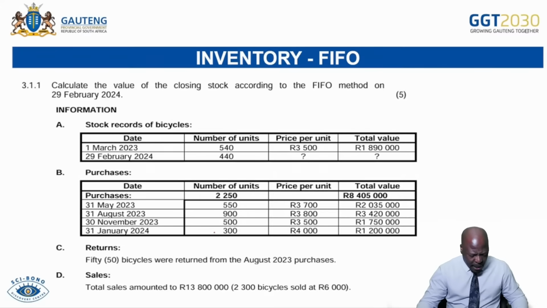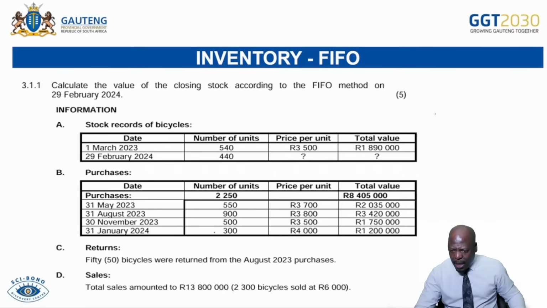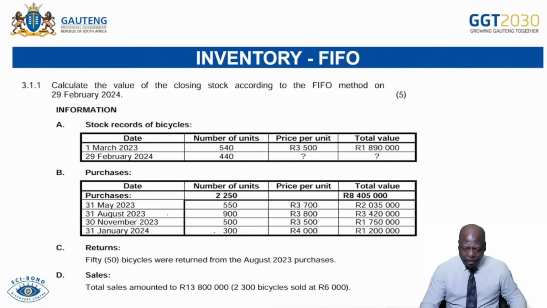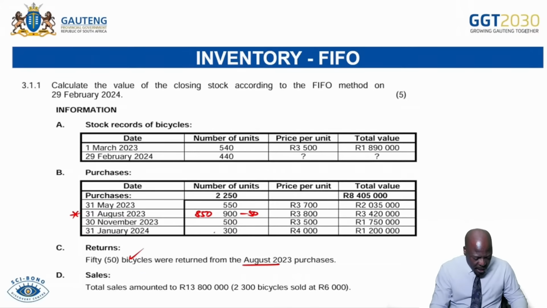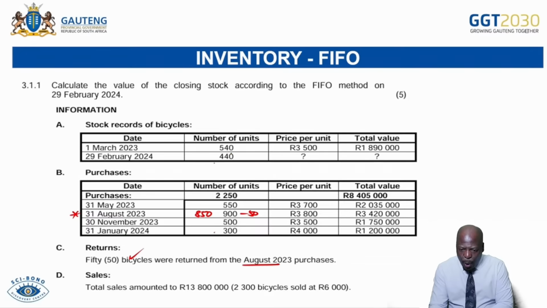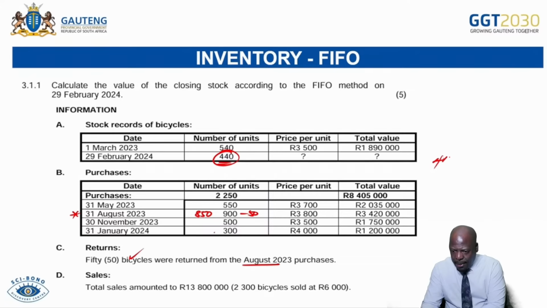So this is something that we have already done, so I'm going to be quick about it. Where do we start? You look, number 1, for returns. These are returns from August. So we come to the month of August, and then number of units, we return how many? 50. That means here we now have how many? 850. Are we still okay? Beautiful. And then the next thing that we look at: how many units do we need at the end? We need 440. So I come here, I say 440 over there, then I draw my line.